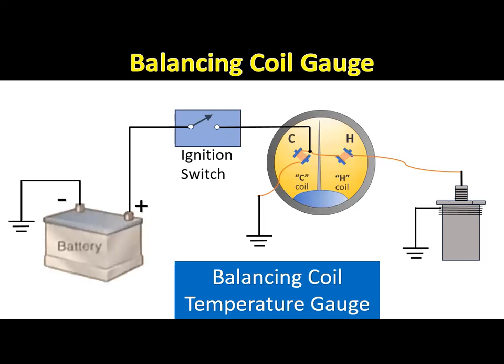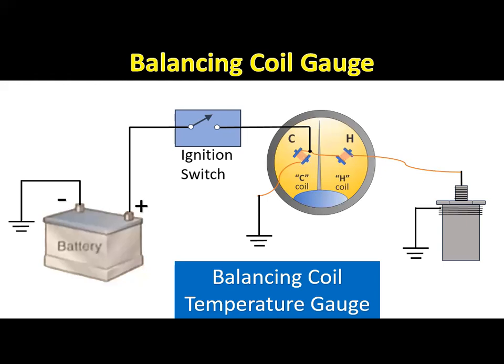Some gauges contain a low coil and a high coil. The gauge needle is pivoted between the two coils and a permanent magnet is mounted on the needle. When the ignition switch is turned on, voltage is supplied between the two coils. The low coil is grounded and the high coil is connected to the sending unit.